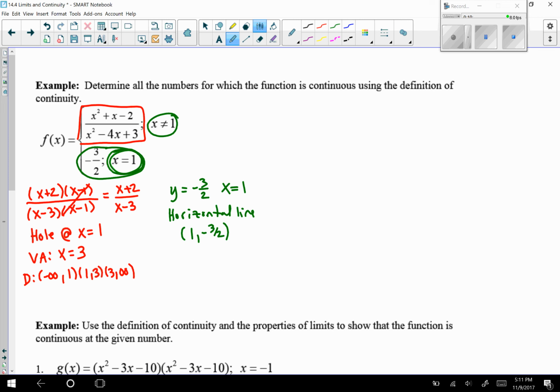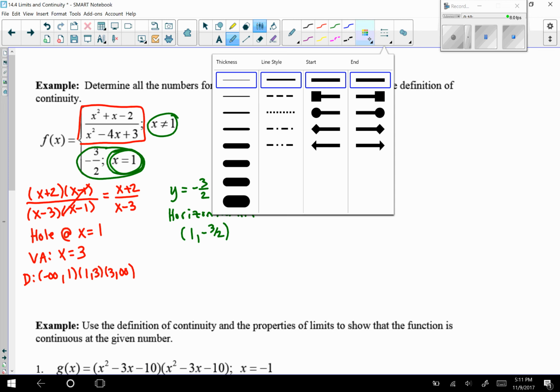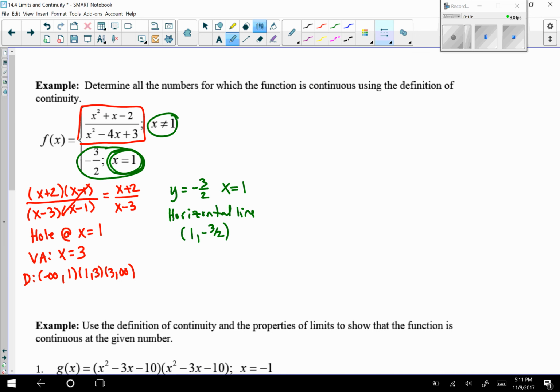So let's use our definition to prove or disprove whether it's continuous or discontinuous at those certain values. For this one, let's look at an x value of 1 first. For x equal to 1, the first thing we want to look at is: is f of 1 defined for this function? If I plug 1 in for x here, because it's x equals 1, I'm using this bottom function. So I would get negative 3 halves.